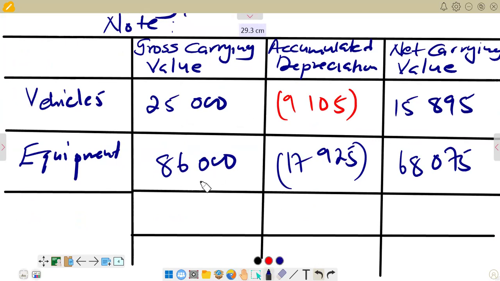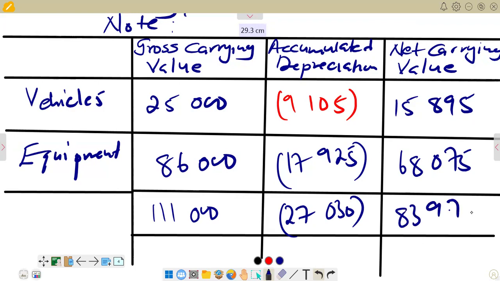We add 25,000 plus 86,000. You are going to get 111,000. And then here we say 9,105 plus 17,925, you get 27,030. Obviously, subtract it to get the net here. So here you can say 111,000 minus 27,030, or you can say 15,895 plus 68,075. You get the same answer here, which is 83,970. So this is what we have.